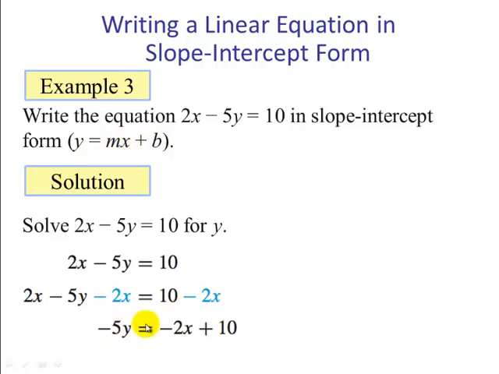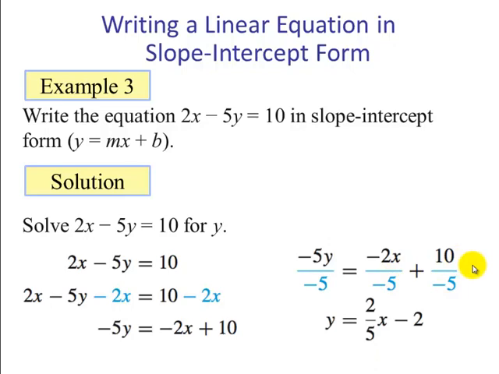Now we need to get rid of the negative 5. Since it's multiplying, we do the opposite and divide. And we have to remember to divide both terms on the right hand side. And we're left with y equals 2/5 x minus 2.